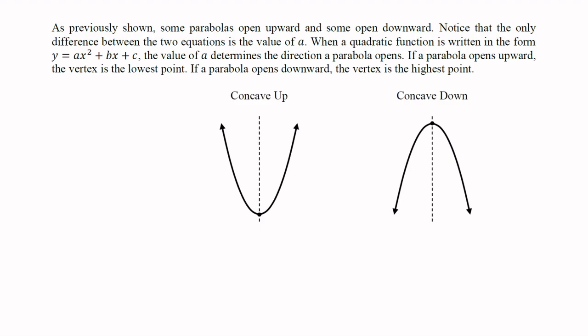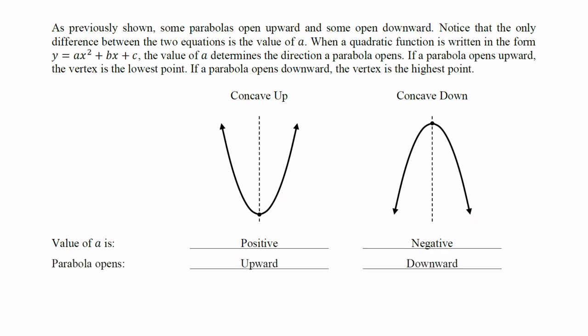And so we refer to these two orientations as concave up and concave down. The value of a is positive when you're concave up. So your leading coefficient should be positive in a concave up graph, and it should be negative in a concave down graph. The parabola opens upward when it's concave up and downward when it's concave down. I think that's fairly self-explanatory. The vertex value, or y value, is a minimum when you're concave up because we have a bottom of the graph, and a maximum when it's concave down because we have the top of a graph.